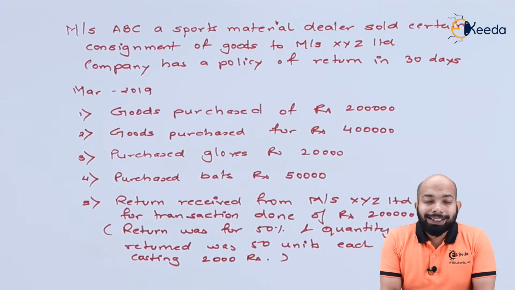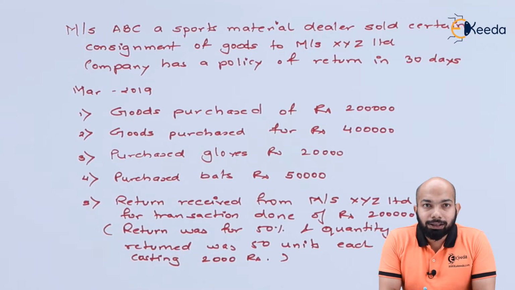Now we have jotted down the illustration for your reference. There is Mrs. ABC and there is Mrs. XYZ in the transactional party. Now Mrs. ABC is a sports equipment dealer, that means sports item dealer. He sells bats, gloves, pads and everything else which is related to the sport market.